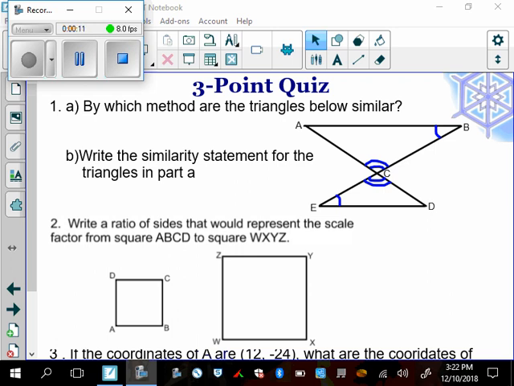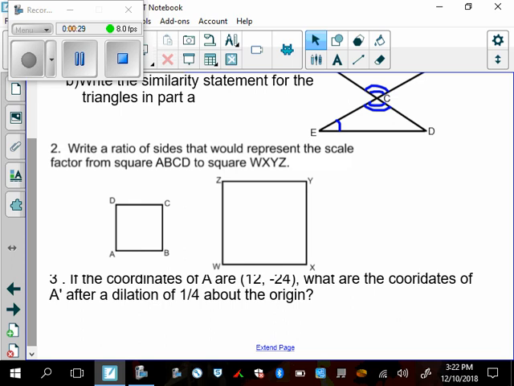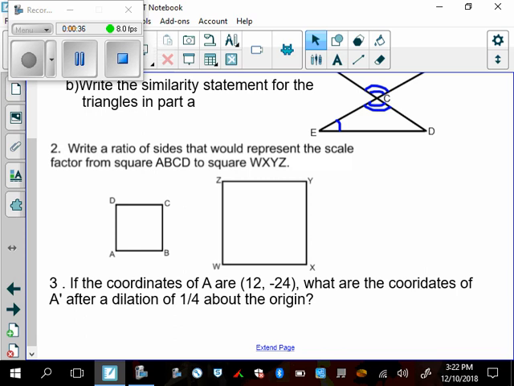I hope that the quiz went well for you and you were well prepared from what I told you in class and the practice quiz. I'd like you to think about these three questions for me. How can I show that these two triangles are similar? What is the ratio of the scale factor without numbers? And then finally, if these are coordinates of a point, what would it be after the origin? Please pause the video and give it a shot.